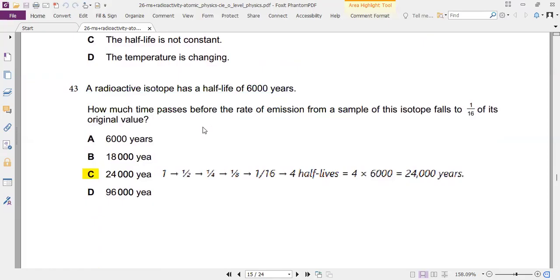6,000 years is the half-life. How much time would pass for the sample to fall to 1/16th? Go like this from 1 to half, and then half of half, and then half of half of half, and then half of half of half of half. 1/16th. That means 1, 2, 3, 4 half-lives. So 4 times the half-life will be 24,000 years.